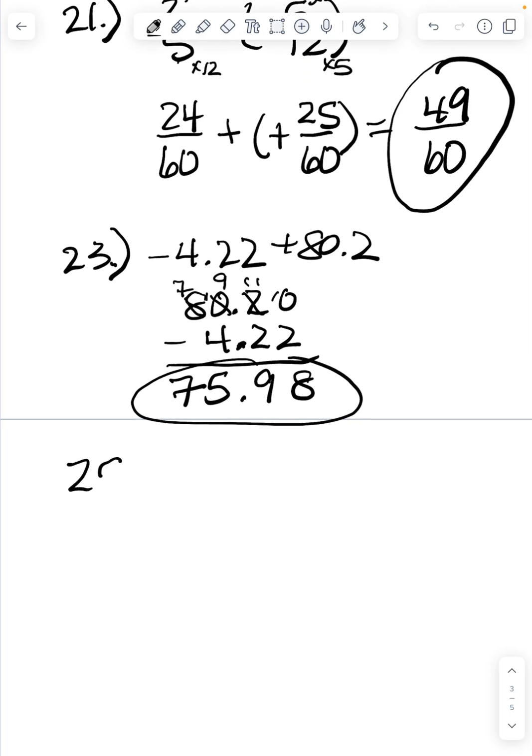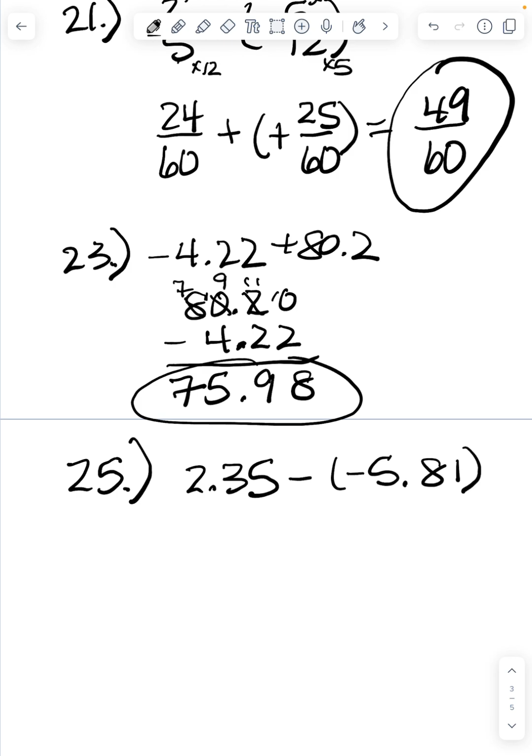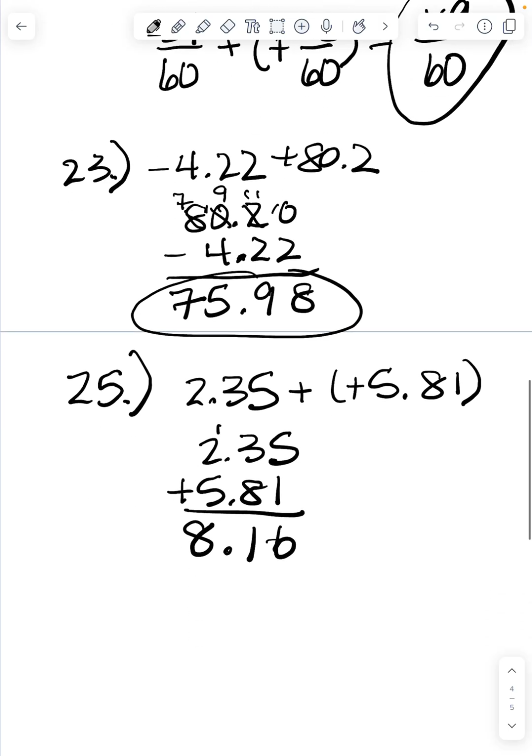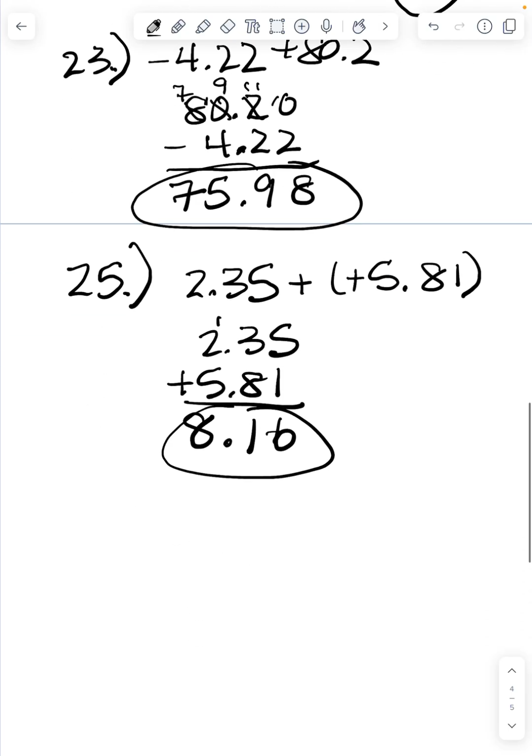All right, number 25. So we have 2.35 minus -5.81. We see a minus, so that means we can add the opposite, which means it turns into adding two decimals. So 2.35 plus 5.81. We should get 8.16.